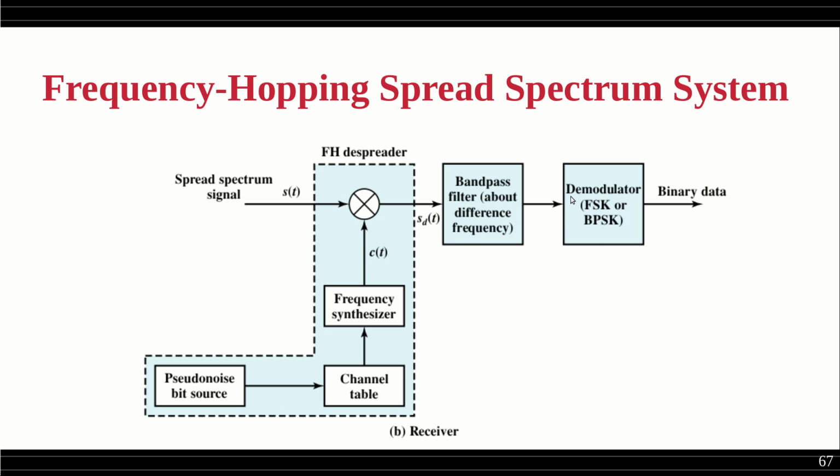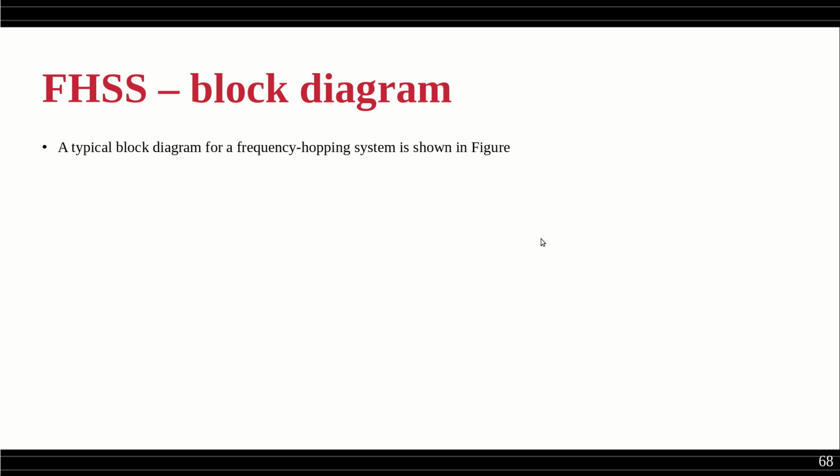Now the demodulator will convert it back, applying the same FSK or PSK in the reverse order to generate the binary data. So everything is working fine. This is the diagrammatic view, just an explanation for that.